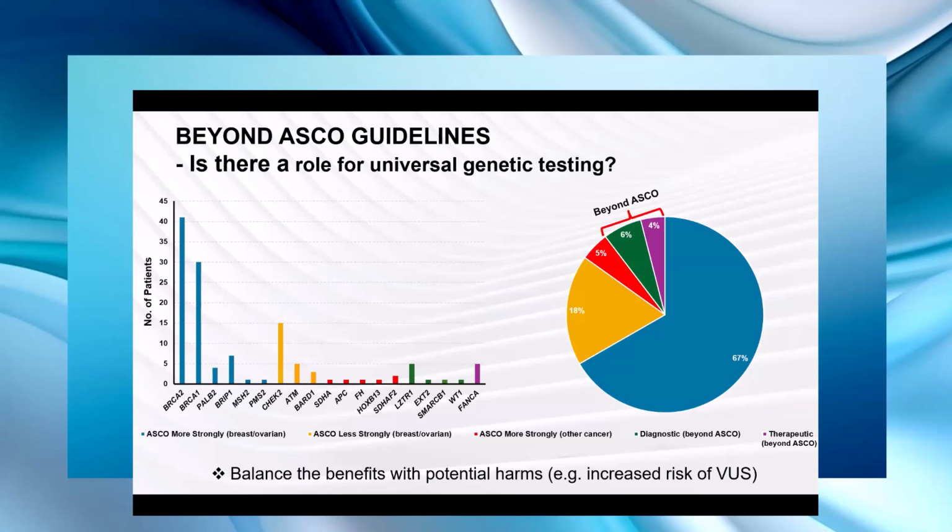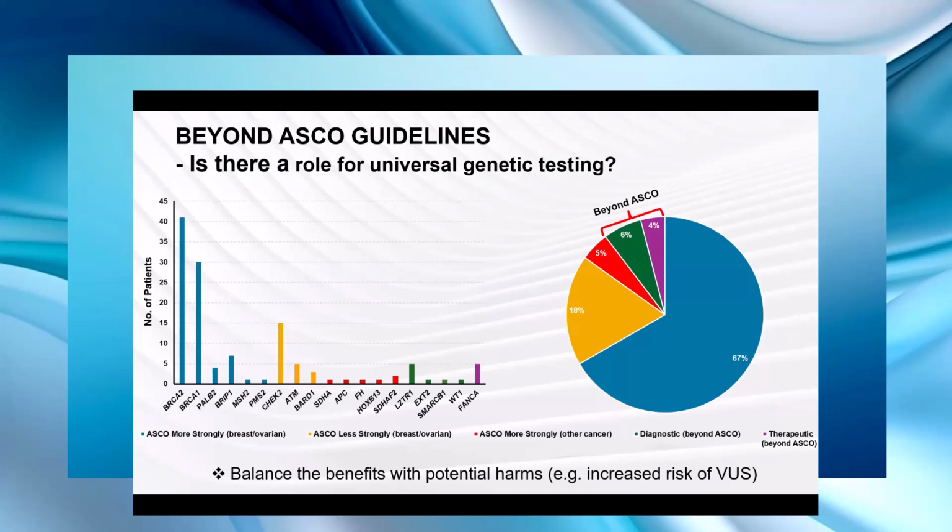For example, the blue represents the more strongly recommended genes for breast and ovarian cancer. The yellow means the less strongly recommended for breast and ovarian. The red means the more strongly recommended for other cancer types. The green represents genes associated with specific cancer syndromes but not included in the ASCO guideline. And the purple represents genes that have therapeutic implications. So as you can see here, there are about 15% additional findings compared to what we would find if we strictly followed the ASCO guidelines. So this shows there is a benefit to broader gene testing, but again, we have to balance it with the potential harms.